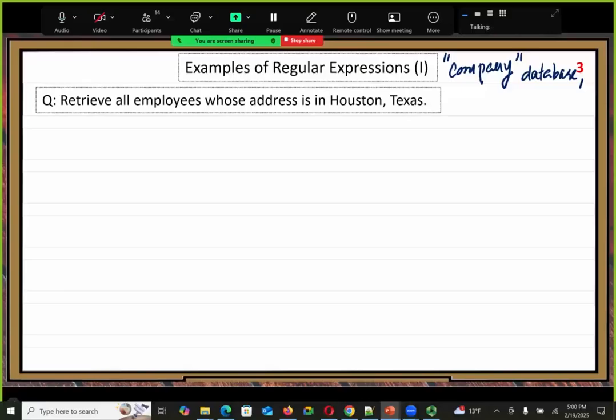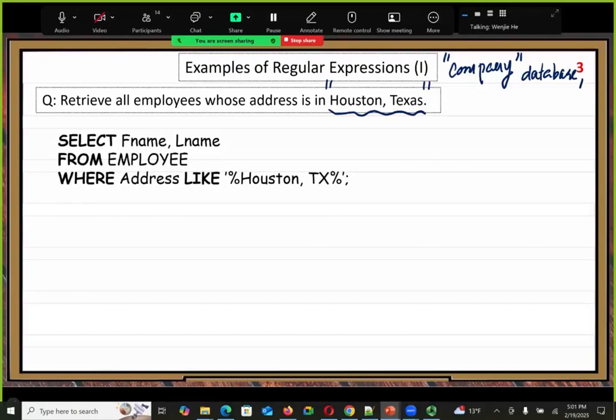Question: retrieve all employees whose addresses are in Houston, Texas. The address is a string, so we use some pattern to describe it. How do we represent that information in the pattern? It's very simple: Houston, Texas. We only focus on the where part, because this one is so simple.